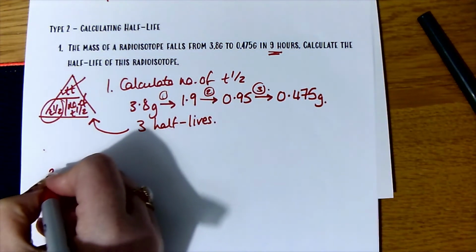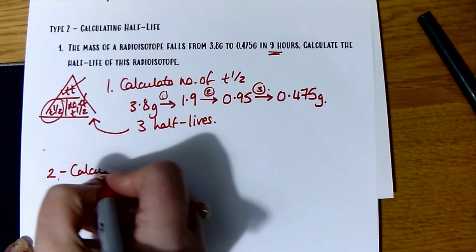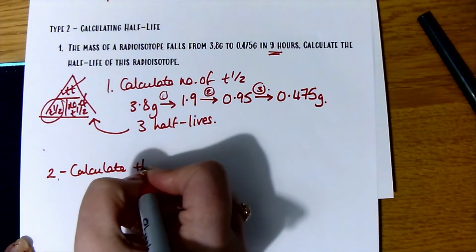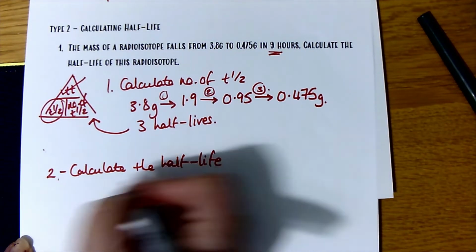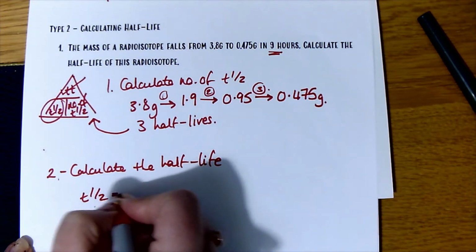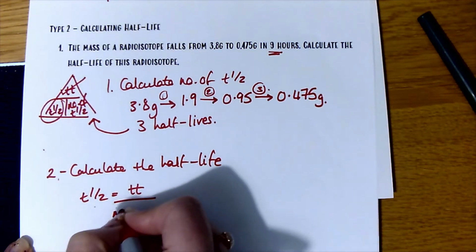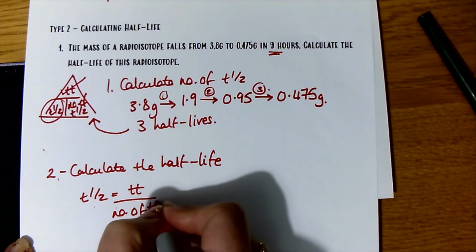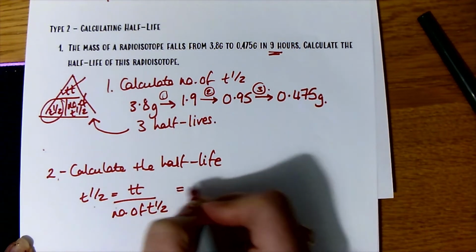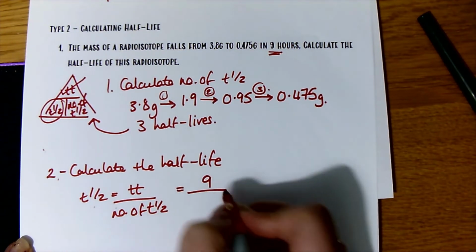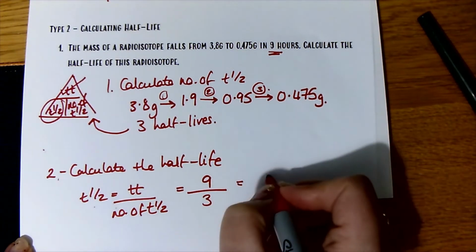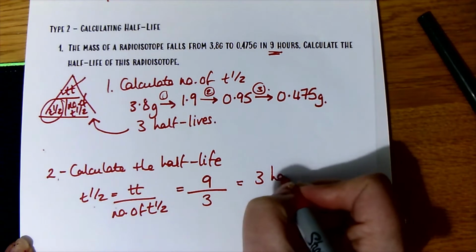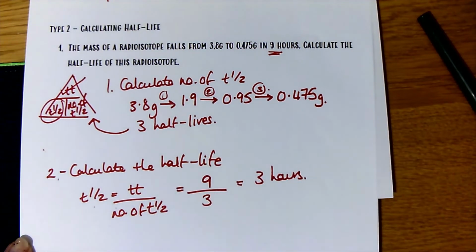So step 2 is to calculate the half-life. T a half equals the total time divided by number of T a half, number of half-lives. So our total time is our 9 hours divided by our 3 half-life periods. So our half-life is 3 hours for this sample.